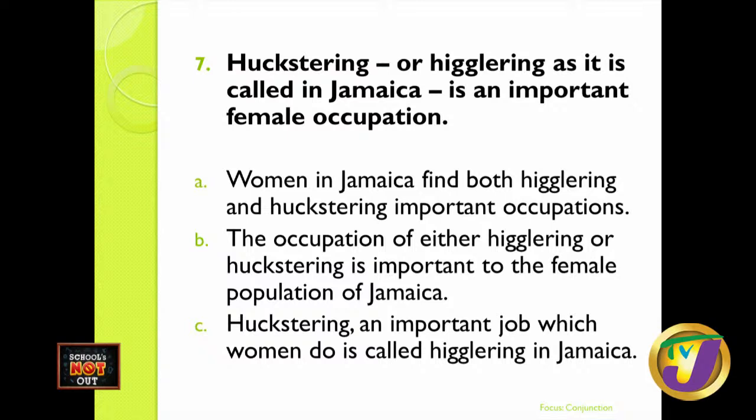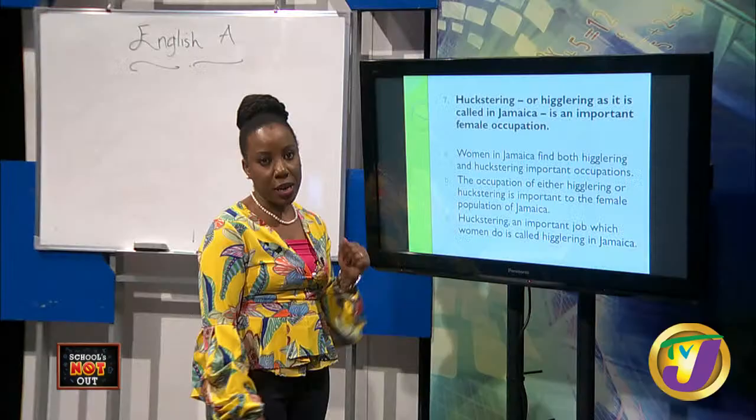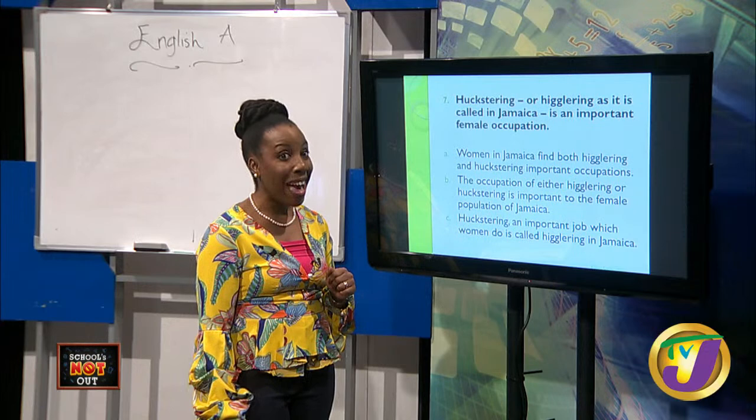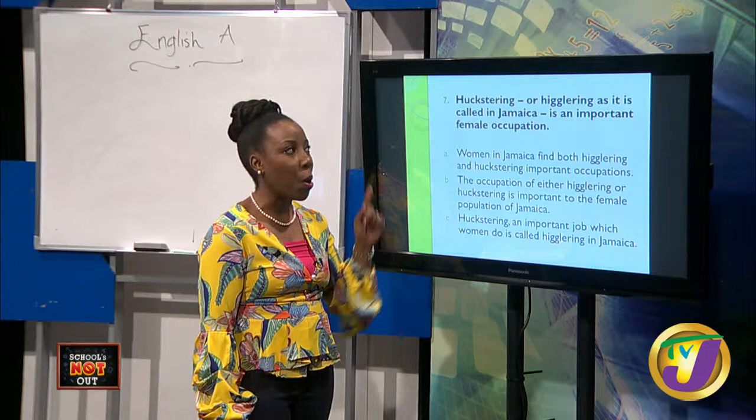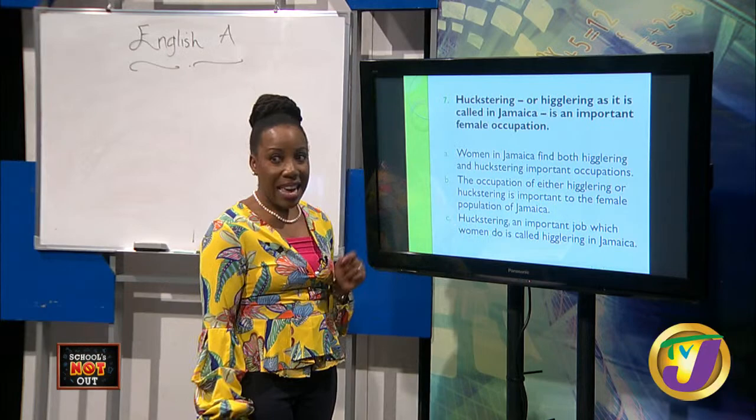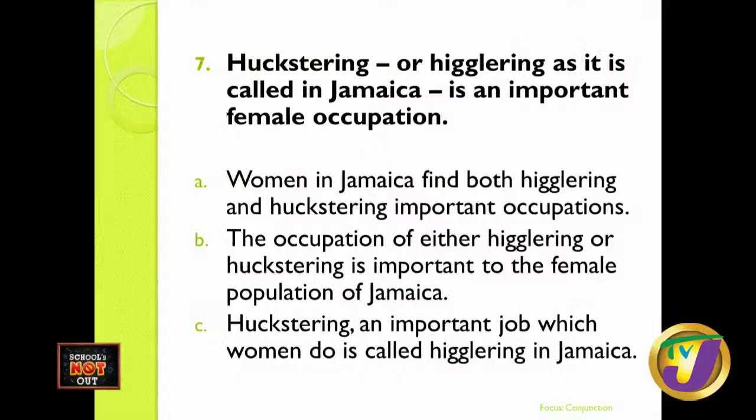All right, let's go back to the original one. Is it talking about two jobs or occupations? No, what we have is an alternate name for huckstering, right? So huckstering is also called higglering. However, A is suggesting that we are talking about two jobs because of the coordinating conjunction and. So you see, that would be out. Yes, A would be incorrect.